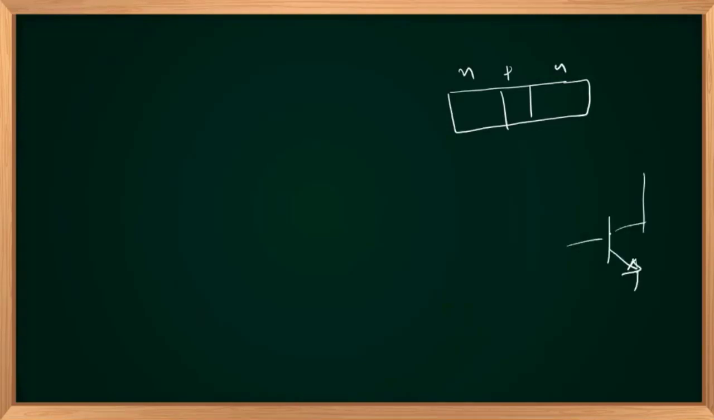Next we will see the circuit of your bipolar junction transistor. You should understand why the symbol appears like this for an NPN transistor. This is the symbol of an NPN transistor. This is emitter, this is collector, this is base.